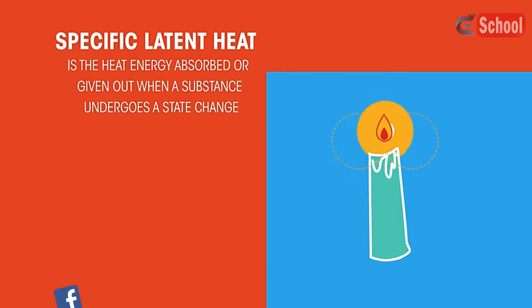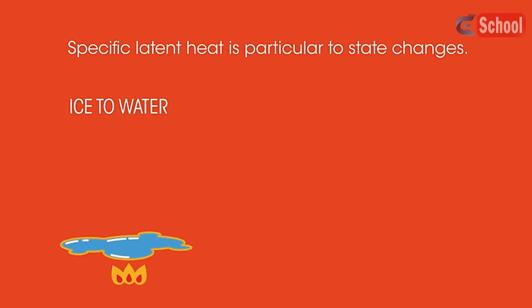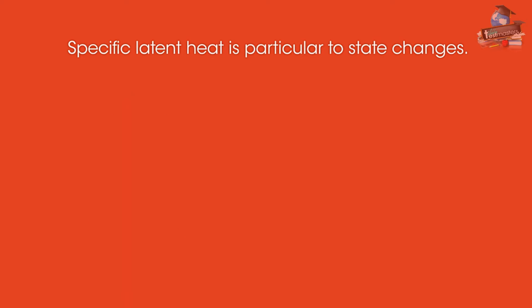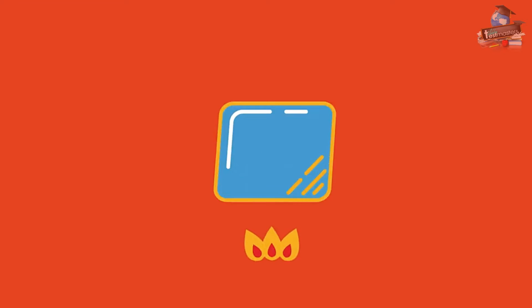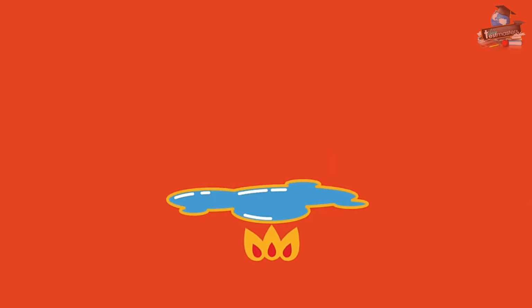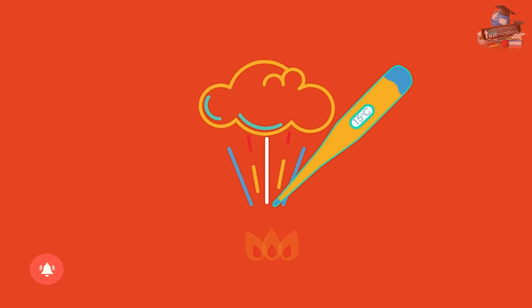Two key things to note. Firstly, that specific latent heat is particular to state changes, so the specific latent heat to change ice to water is different to the specific latent heat to change water to water vapor. And secondly, that there is no change in temperature during this change of state. It remains constant. The temperature will only change once the state change has completed.